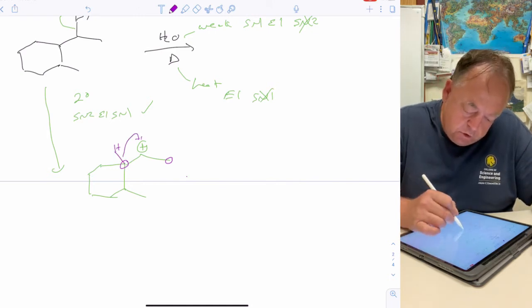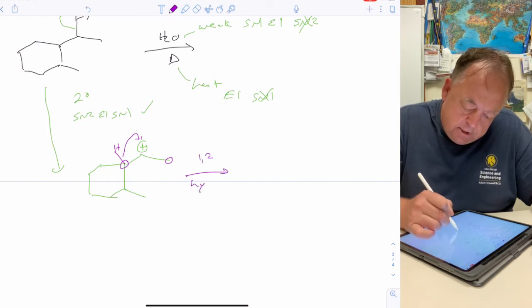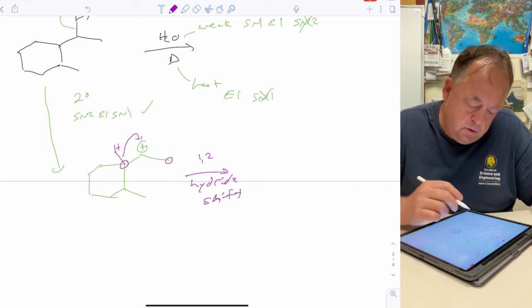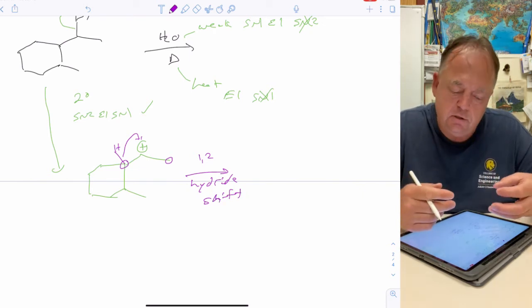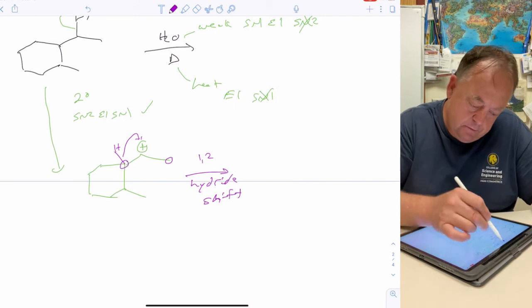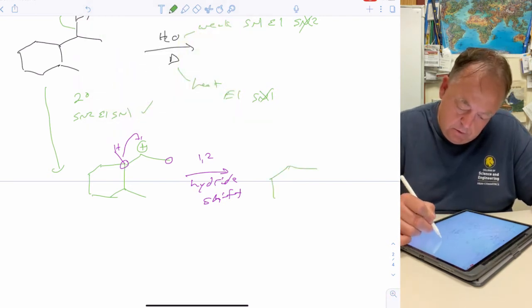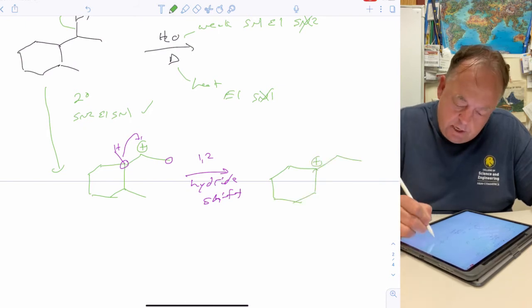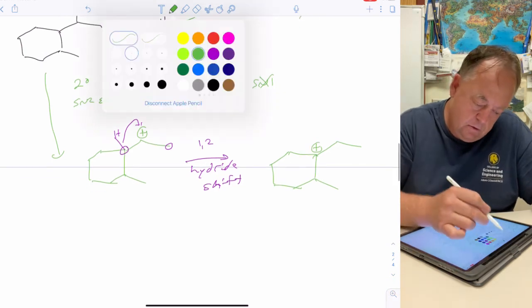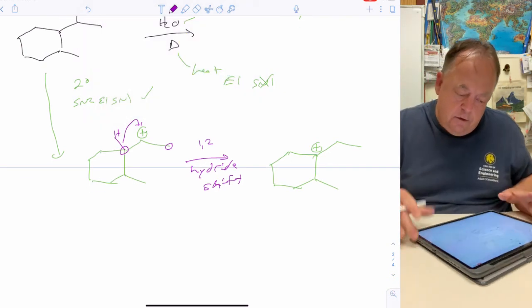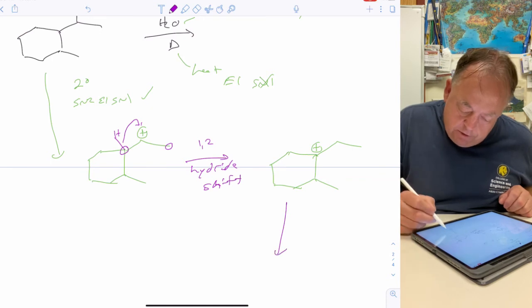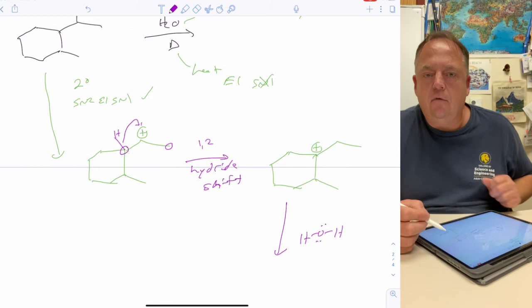So we can do a 1,2 hydride shift. So the hydrogen with its 2 electrons migrates to the next carbon. And now the positive charge is there. And now you're going to do the elimination reaction. So water is going to act as a base, and it's going to take off a hydrogen.